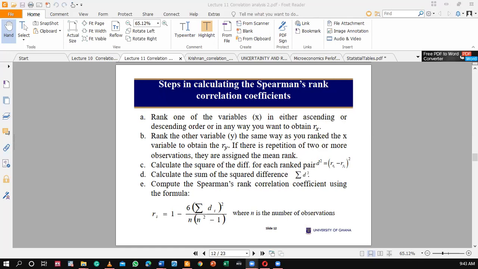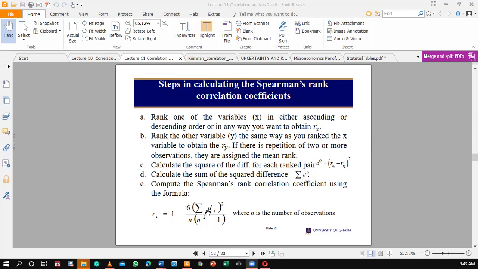Yes, sir. Okay. So now after finding the ranks, you find the difference between the ranks. You just subtract either the rank of X from the rank of Y, or the rank of Y from the rank of X. Then you square them. So D is rank of X minus rank of Y, all squared. Then you find the summation, that's the sigma D squared. When you are done, you use this formula.